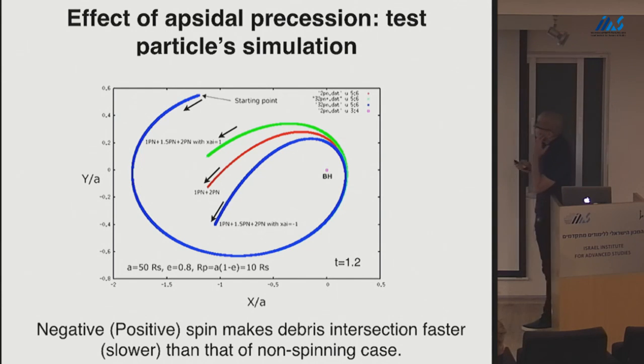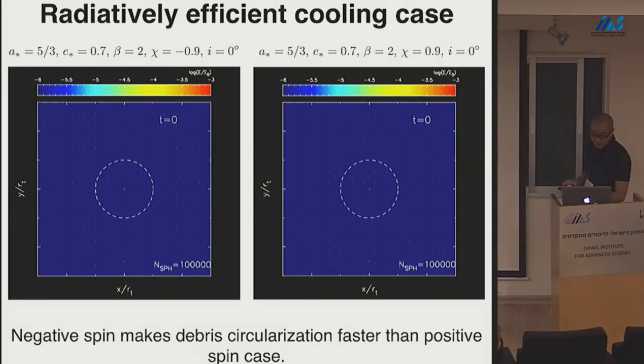This is a test of the effect of Lense-Thirring precession, a test particle simulation. The starting point is here. And finish.